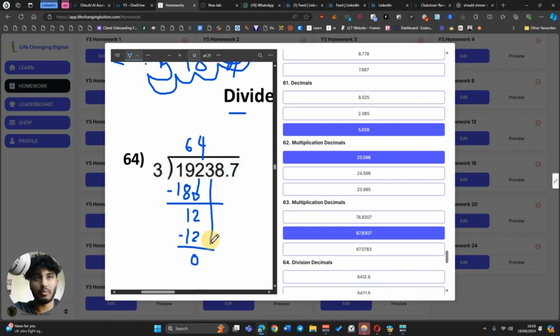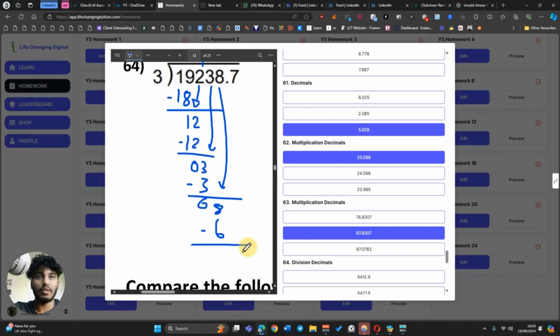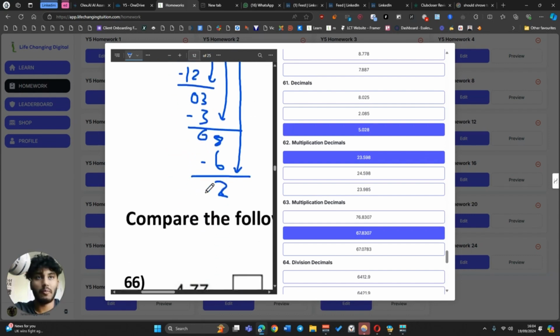3 doesn't go into 0, so we can bring the 3 down. 3 does go into 3, 1 time. And then the answer here is 0 again. We can bring the 8 down. 3 goes into 8, 2 times, and the answer for that will be 6. And if we minus these two, we'll get 2. Now, does 3 go into 2? No. But you can see this number is now behind a decimal point. So we can bring it down, but what we have to do is we have to pull the decimal point up here. So now we've got a decimal point here.